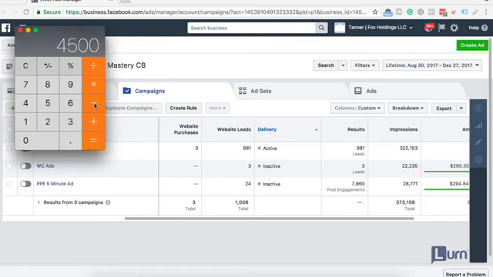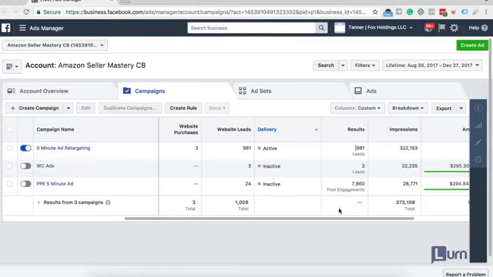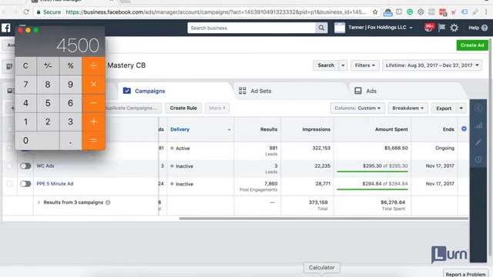Okay, so 4,500 minus, if I go over here and grab 5,600 and $88, it's $1,100, so a $1,200 loss. Now, I don't think it's tracking correctly. Actually, I know it's not tracking correctly because we've made more than $5,688.50 in the lifetime of this campaign.